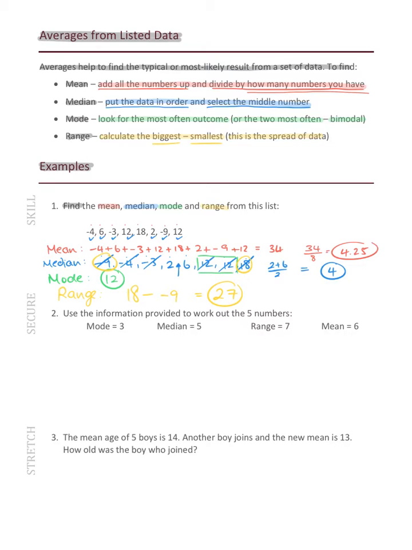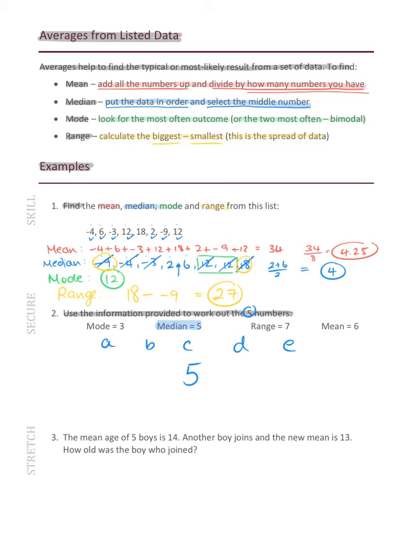So that's the basic skill. And then we're moving on to question 2. Question 2 says, use the information provided to work out the 5 numbers. So we have 5 random numbers, and we have to work out what they are. The first thing I'm going to use is the median, because the median tells me the middle number has to be 5. There are 5 numbers, A, B, C, D, and E, so the middle number has to be 5.